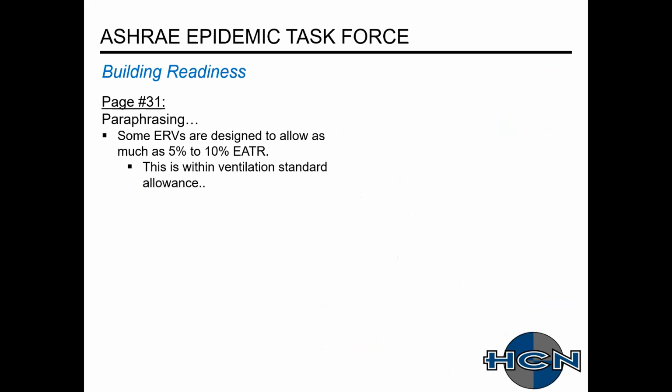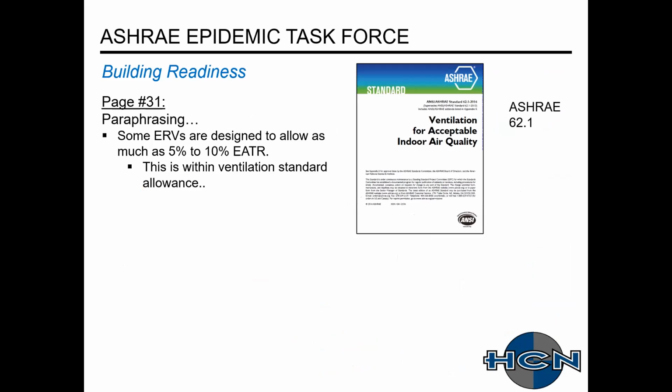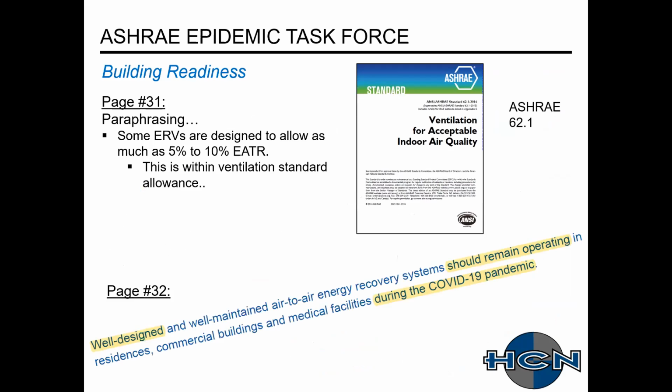All right. So page 31, paraphrasing, some energy recovery devices are designed to allow as much as 5 to 10% exhaust air transfer ratio. This is within the ventilation standard. The ventilation standard obviously is ASHRAE 62.1. And then on page number 32, well-designed and well-maintained air-to-air energy recovery systems should remain operating during the COVID-19 pandemic.